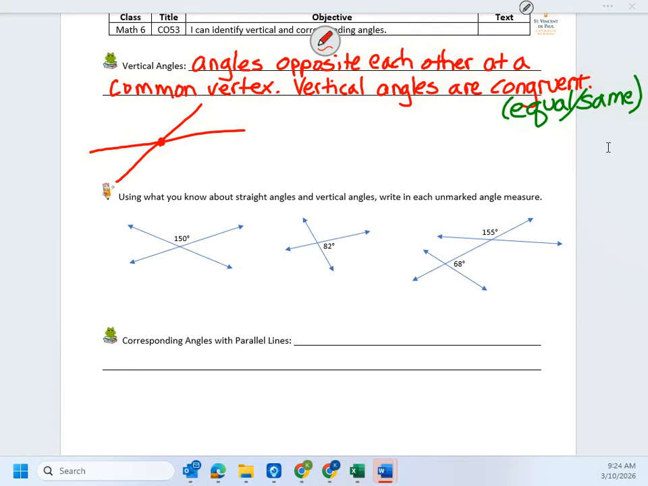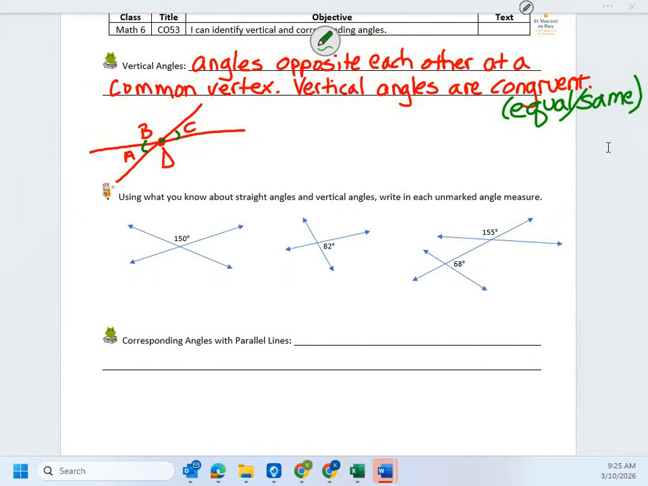if we're going to call this angle A, this is angle B, angle C, and angle D, which two angles would be vertical angles? Rhoda? B. Oh, wait. So A and C. You could do A and C are vertical. They are opposite of each other. They share that vertex, and they are congruent.